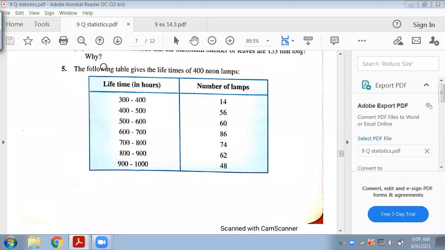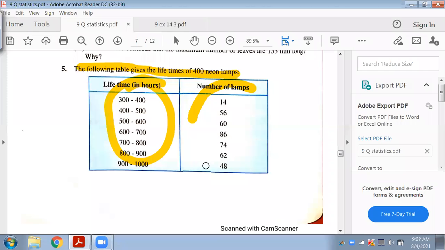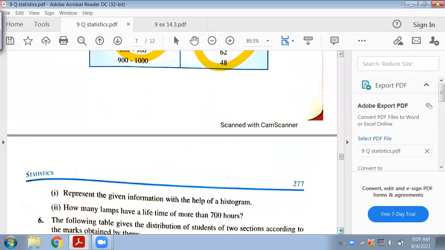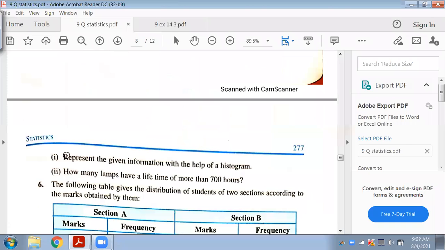Now, the question is the following table gives the lifetime of 400 neon lamps. The lifetime is given in this column, and the number of lamps is given in this column, and the number of lamps will be taken as frequency. And what you have to draw is represent the given information with the help of histogram. So you are going to draw histogram. That means you are going to draw joint bar graph. Okay, so let's take it.